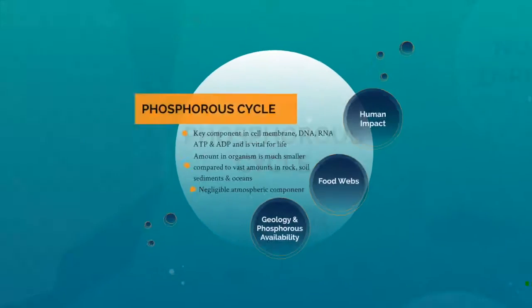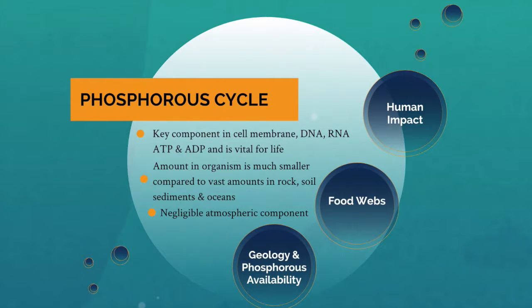Now, let's move on to the phosphorus cycle. Phosphorus is the key component of cell membranes, DNA, RNA, ATP, and ADP, and is vital for life. The amount of phosphorus in organisms is much smaller compared to its vast amount in rocks, soil sediments, and the oceans. Unlike the carbon and nitrogen cycles, the phosphorus cycle has no appreciable atmospheric component besides the transport of tiny amounts in wind-blown dust and sea spray.